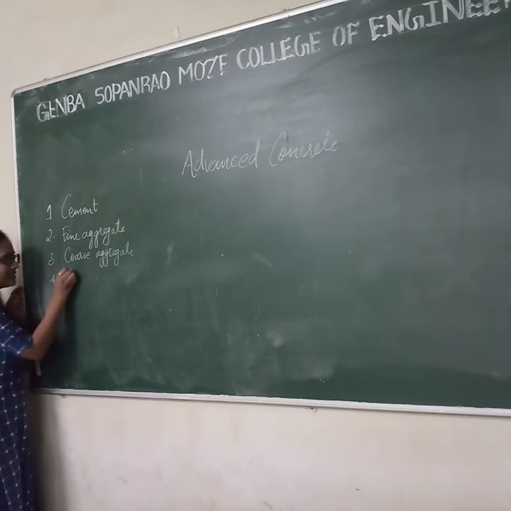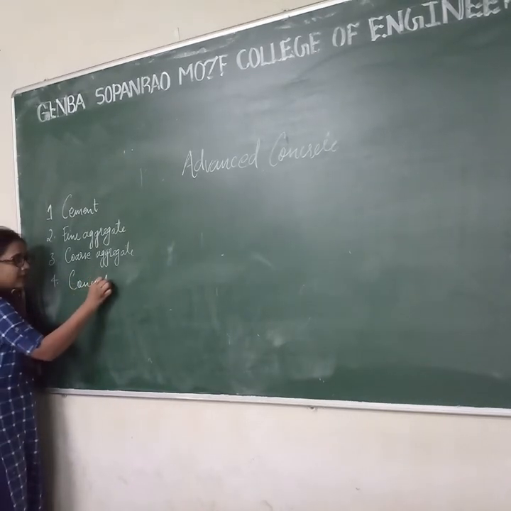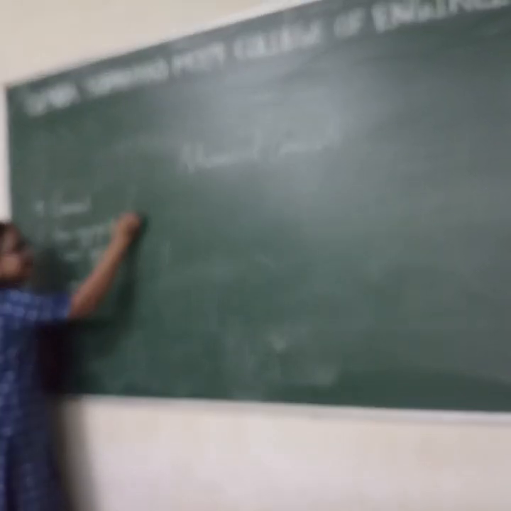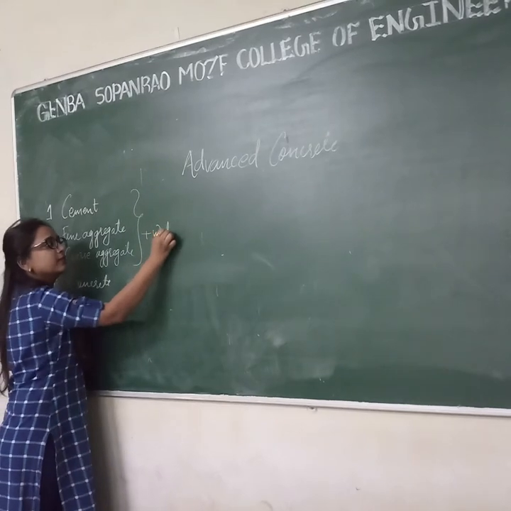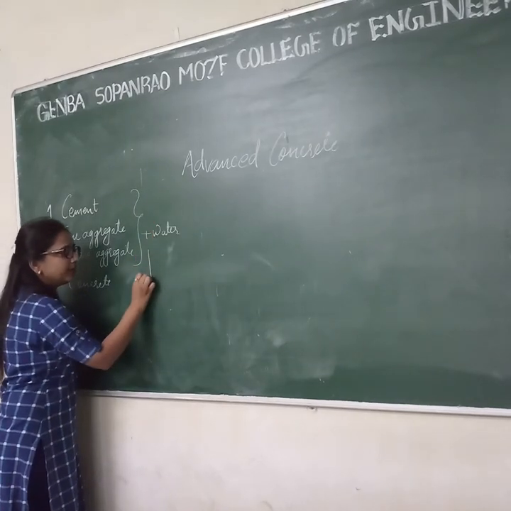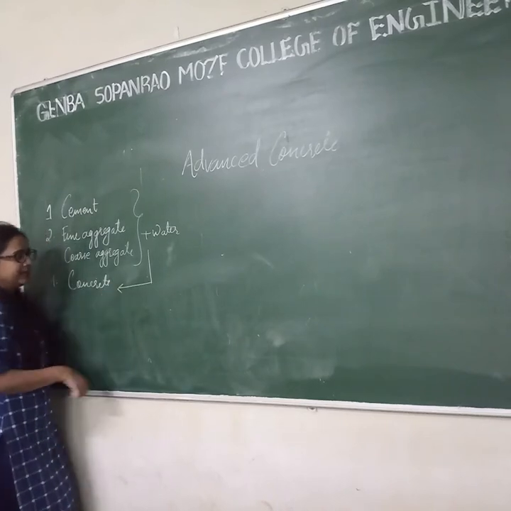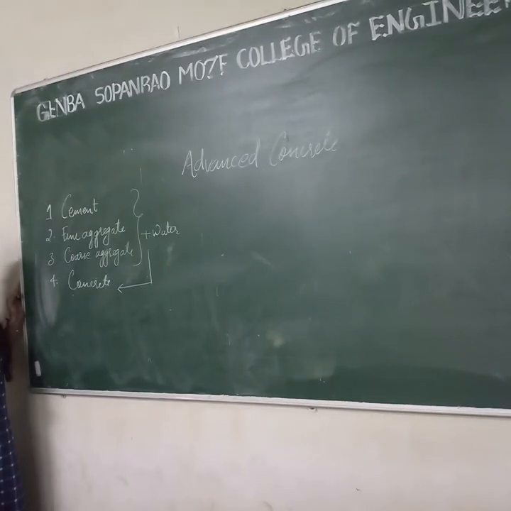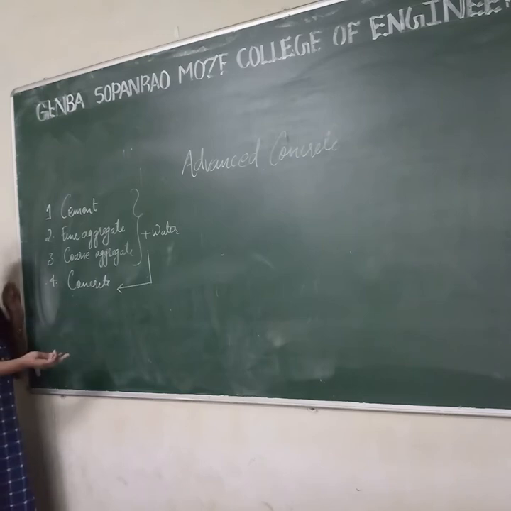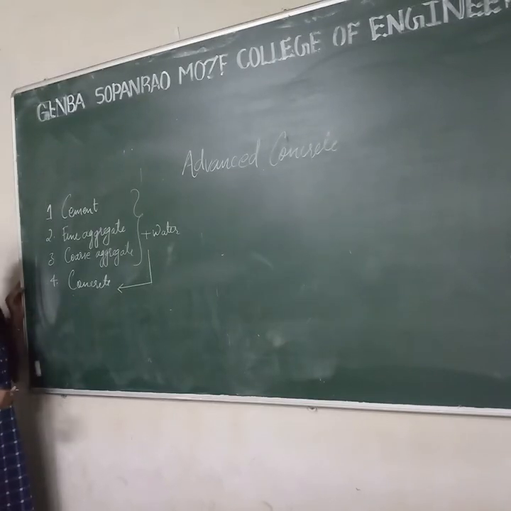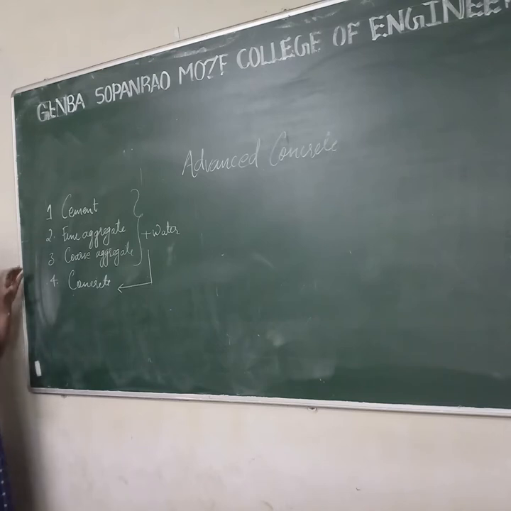Next is concrete. When you mix these three things with water, you get concrete. And concrete is the most important thing for a civil engineer. Civil engineering is based on concrete and reinforcement only. So these are the primary things for a civil engineer to know about. It is concrete. So concrete is the mixture of cement, fine aggregate and coarse aggregate.